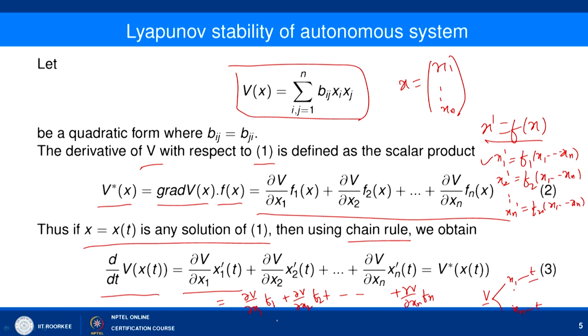If you look at this, this is nothing but the expression given in 2. So, we can write this as v star of x(t). So, d by dt of v(x(t)) is nothing but v star of x(t). It means that the derivative of v with respect to t, which is given as v star of x, is given by d by dt of v(x(t)) when x is a function of t, right.